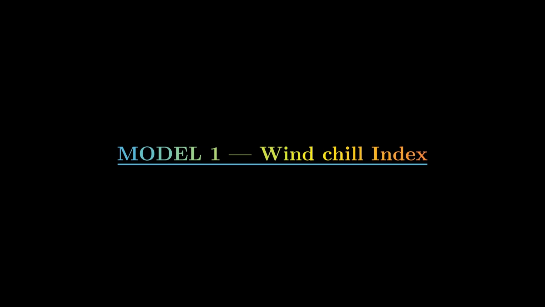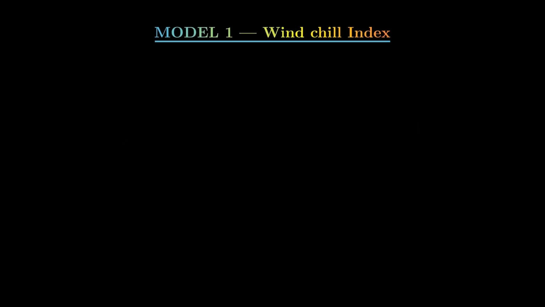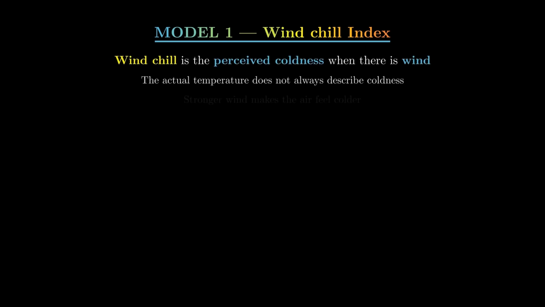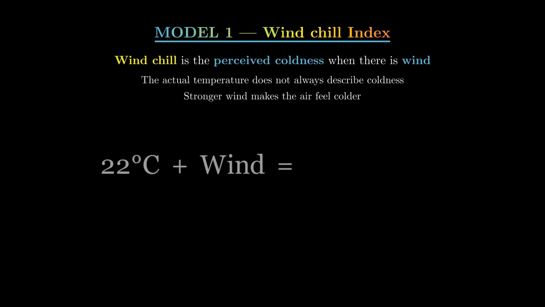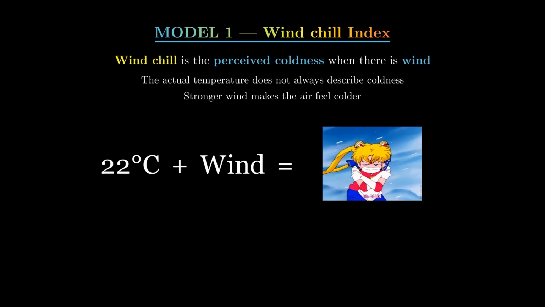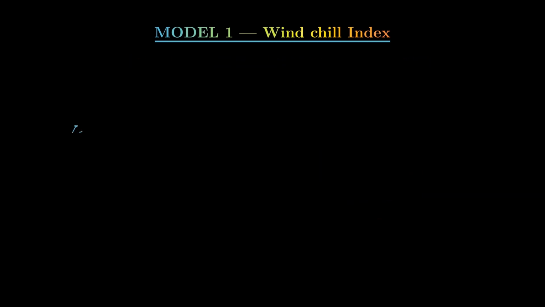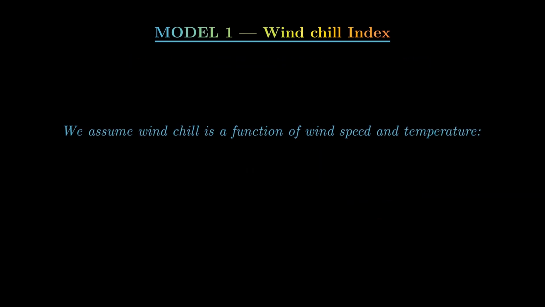To see these derivatives in action, let's look at the wind chill index. Wind chill is the perceived coldness when there is wind. We all know that a windy day feels much colder than the thermometer suggests. Mathematically, we model this perceived coldness as a function of both wind speed and actual temperature.